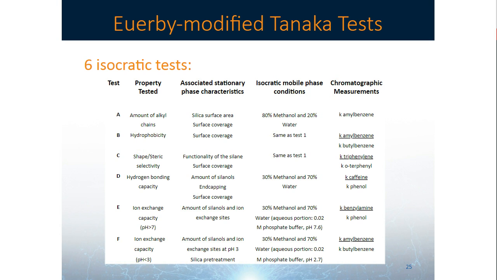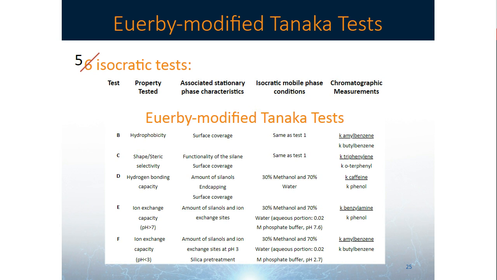So normally the 6 tests that would be run for Tanaka include the A and the B test, which are actually the same thing, which is the retention factor of amylbenzene, or actually it's also known as pentylbenzene. So for the Euerby-modified Tanaka test, in order to simplify that, they remove one of the axes and they just look at the retention factor of pentylbenzene one time. So that's how you go from the 6 isocratic tests to 5.